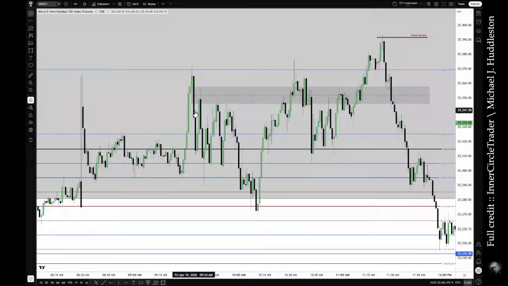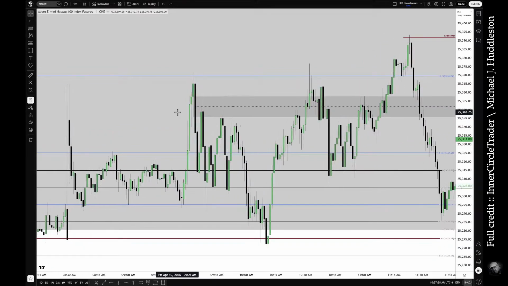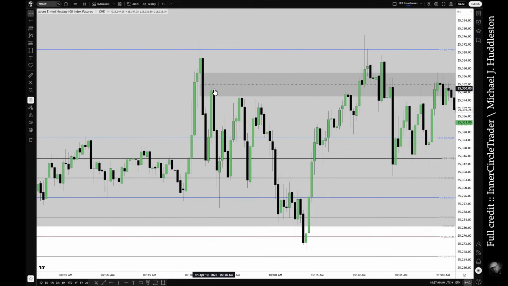So when we're looking at inefficiencies, if there's an inefficiency like this little gap here, this is what you see as the gap. That is not it. This is the wick. So real time, I told you, focus on that.